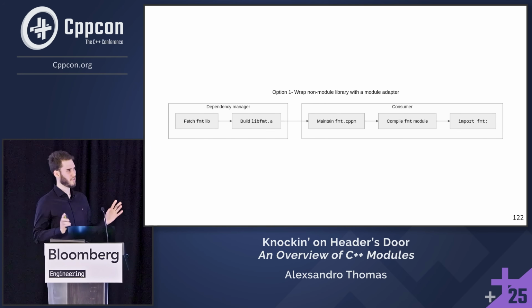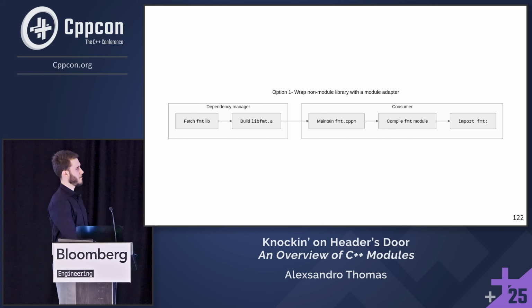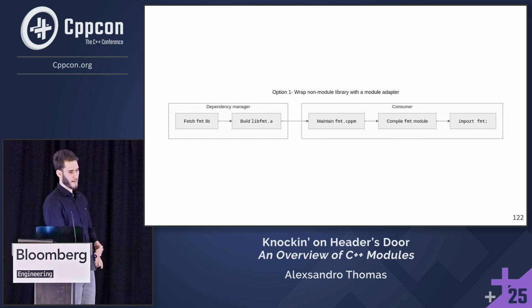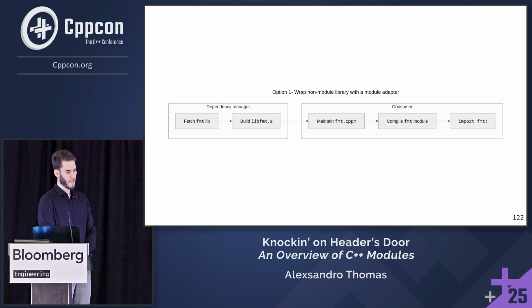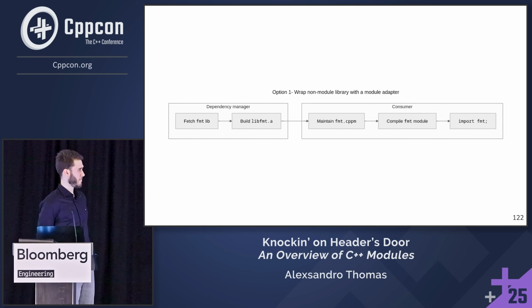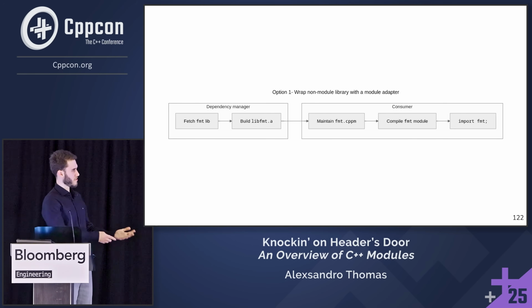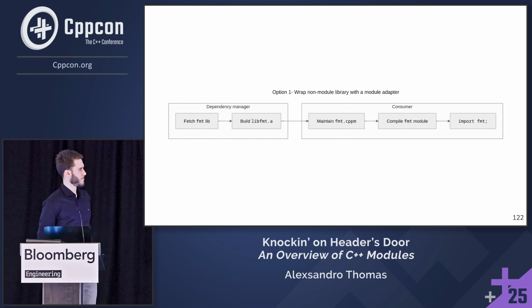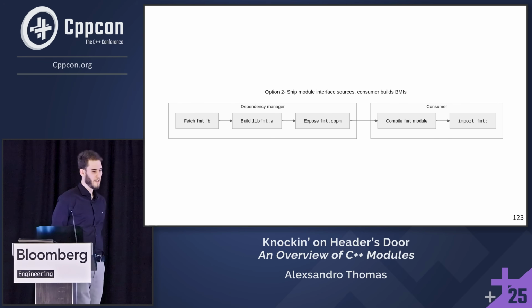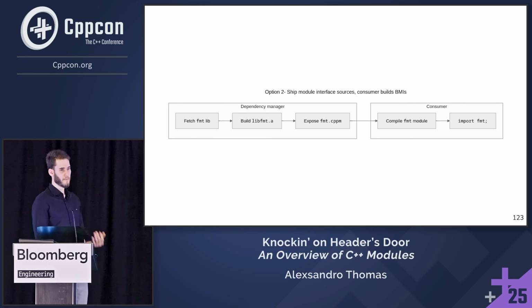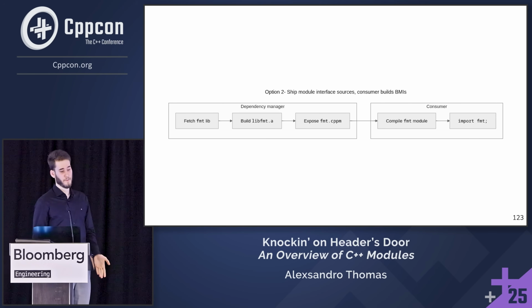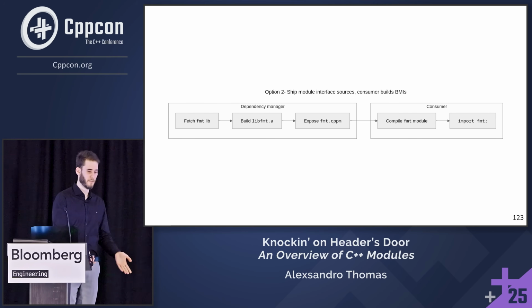And you basically have three options as to how you can utilize this help from the dependency managers. The first option would just be to wrap non-module libraries with a module adapter, and that would look something like this. Your dependency manager just fetches a library for you, and then you yourself maintain a module wrapper for this library that just exports everything you need from there. But then someone might be saying, but fmt has a module themselves, you can just utilize that. And that's right, so option 2 is to just ship module interface sources. So as long as your library is exporting these module definitions for you, you can probably ask your dependency manager to just give that to your program, and then you compile it yourself and utilize it.